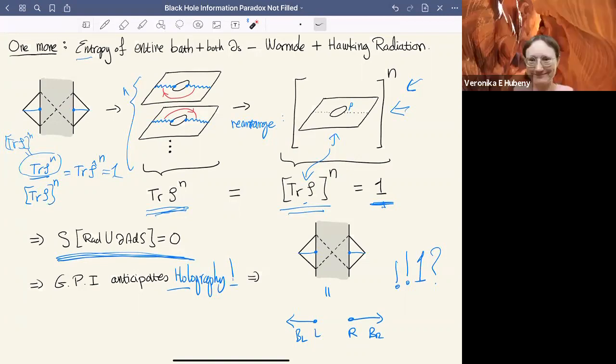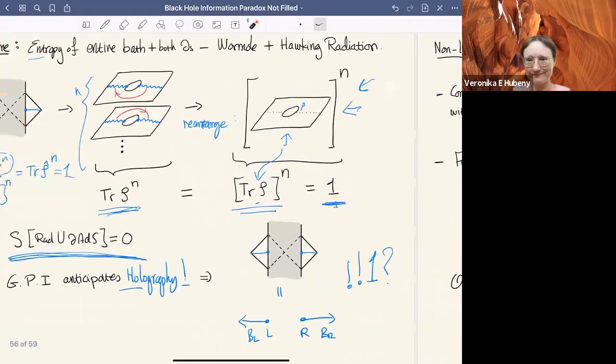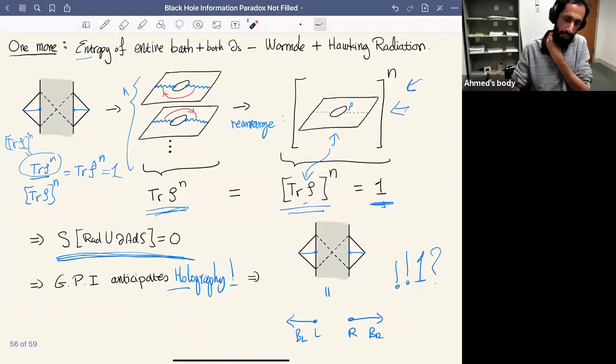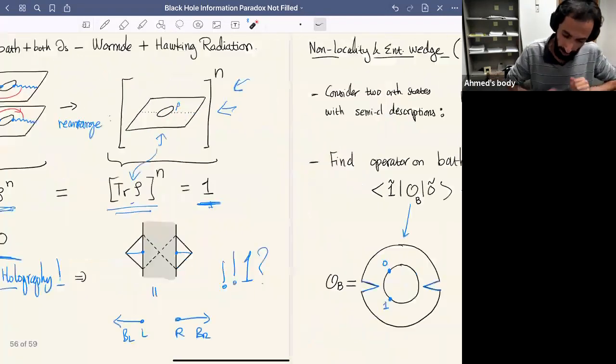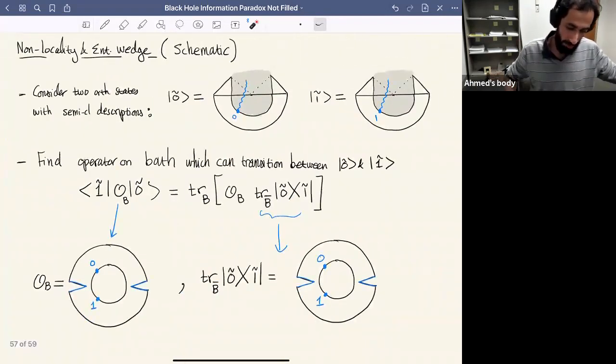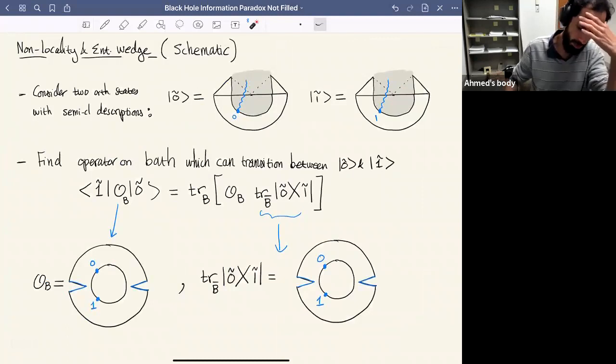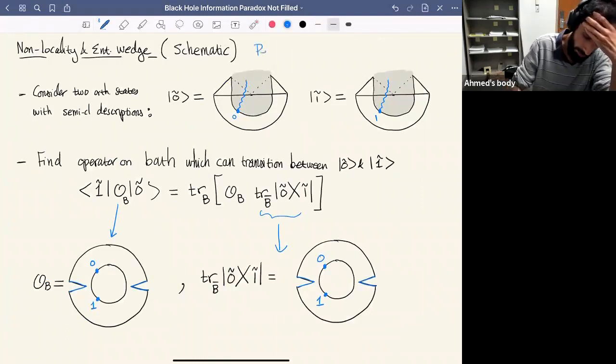The last 5 minutes, I just wanted to make some extremely schematic arguments about entanglement wedge reconstruction and how acting on the radiation can affect the interior. But again, it's going to be extremely schematic and it's just going to be very cartoony. I should refer you to the paper of Pennington et al. Sorry, it's 1N.